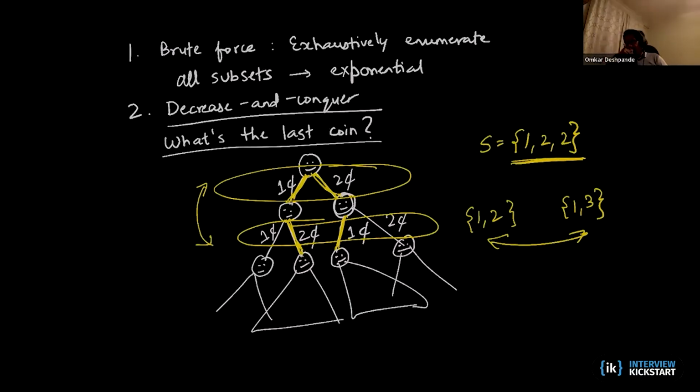Instead, if we imposed an ordering on these denominations and said that I, as the top manager, the root manager, will focus only on, let's say, the 1 cent coin, but I will decide how many 1 cent coins to include in the subset. So I might decide to include one copy, I might decide to include 2 copies, 10 copies.